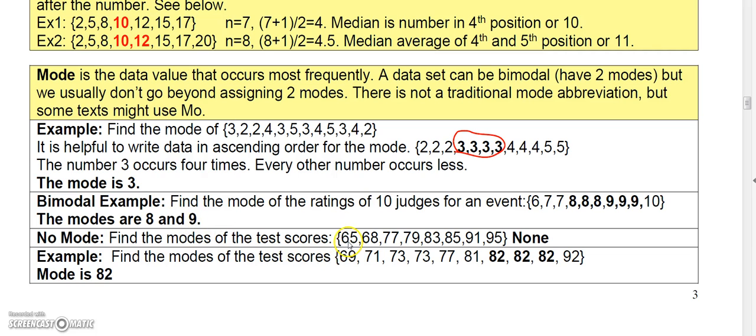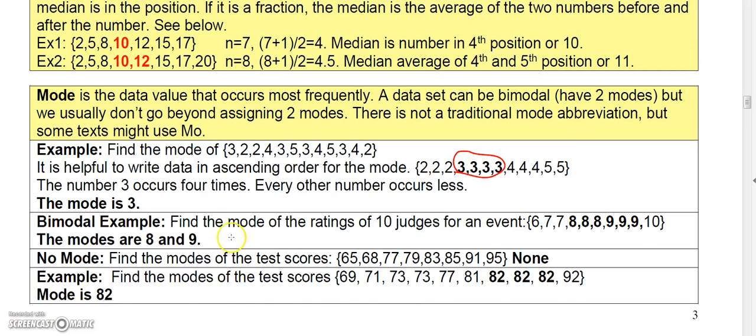Now, if all the scores occur only once, then there would be no mode. And so then this last example, this was the test scores that we used earlier. Notice in this set of test scores the 82 occurs 3 times. So on this one the mode is 82. In the next video we'll talk about measures of dispersion.